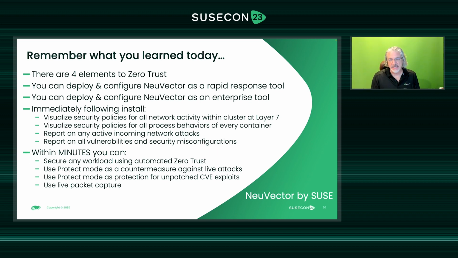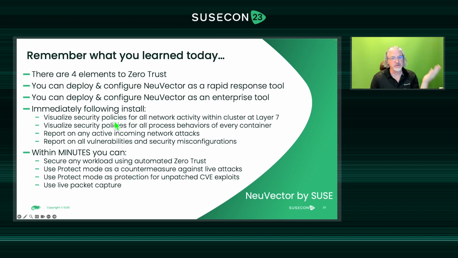Enforcement doesn't necessarily have to be there. As long as you've established the perimeter and the way to detect authorization and authentication and monitoring it continuously, that's zero trust. You can add the layer of, well, I want to enforce it, I want to block things. Yes, you can add that, but it's not required to do zero trust. You can deploy NeuVector as a rapid response tool. I hope we've made that clear. It also works very nicely as an enterprise tool, which is traditionally how we see it being used.